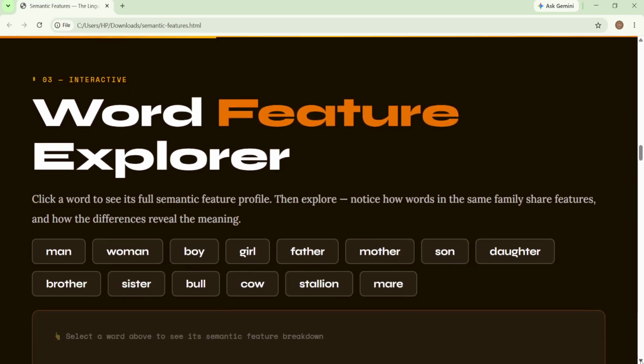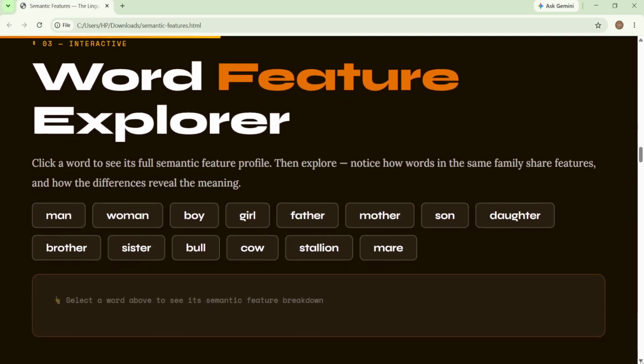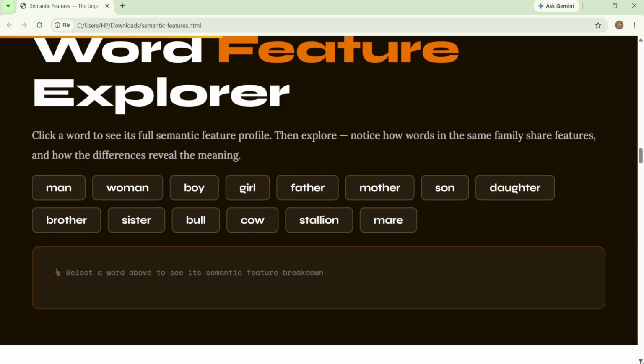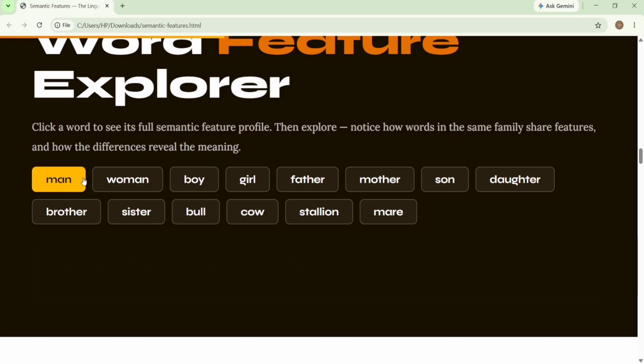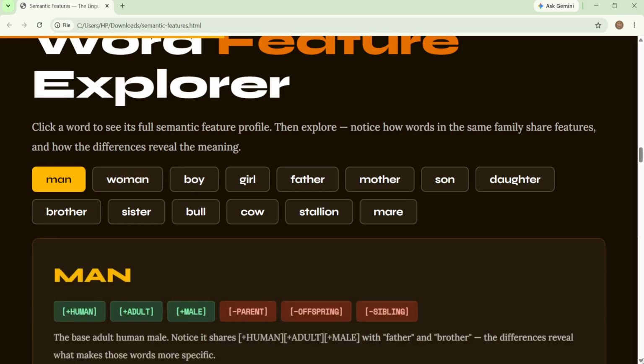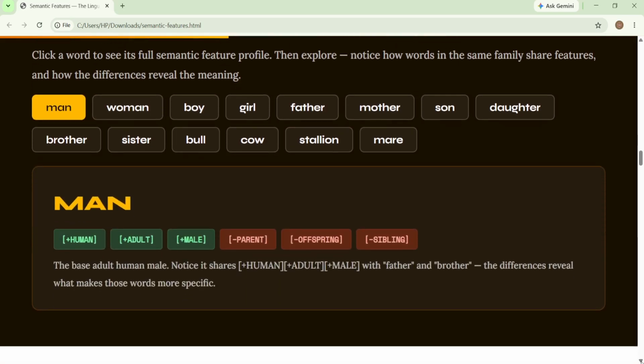Let's move on to the third part, which is the word feature explorer. Now we're going to look at the features of some of the words. First, starting with man. Okay, now I have to scroll a bit to see it clearly. So here it is. It is human, so it's plus, adult, positive, male. The green ones are positive and the red ones are negative. So it's not a parent, not an offspring, not a sibling.